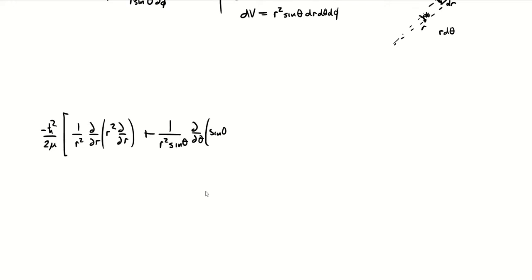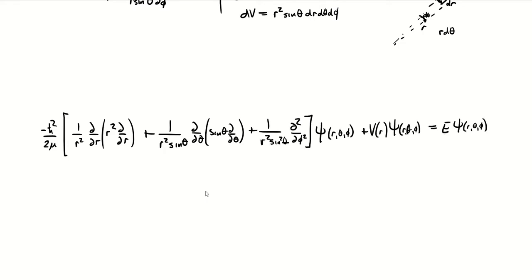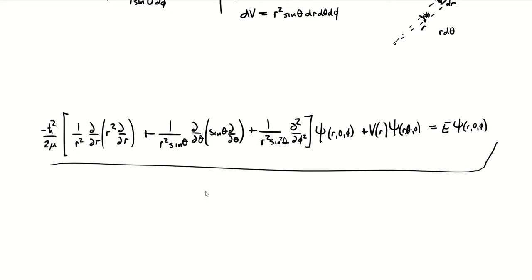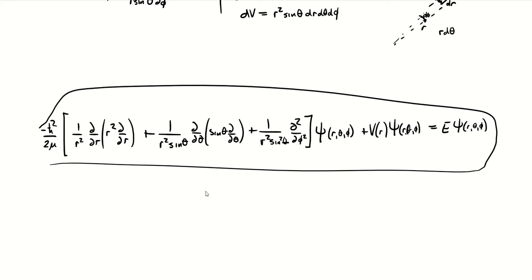As fun as it is to watch me write this equation, we'll speed it up a bit. So this ends up being our energy eigenvalue equation. And remember, our goal is to solve for this wave function, which is a function of r, θ, and φ, and these energy eigenvalues as well, given our spherically symmetric central potential.